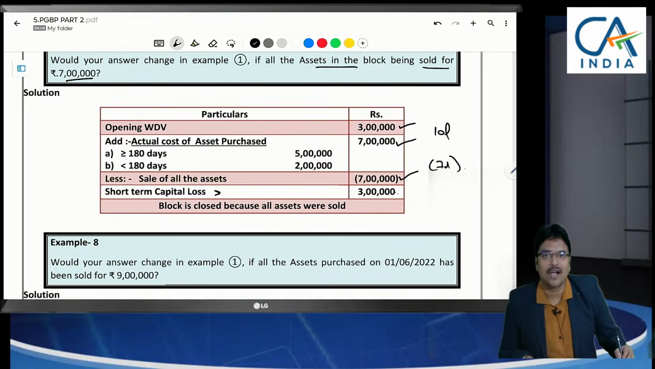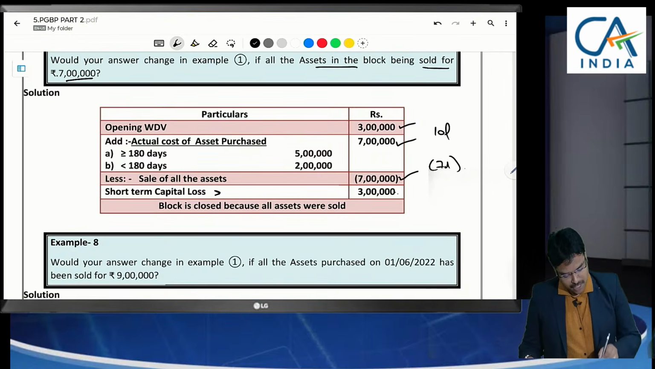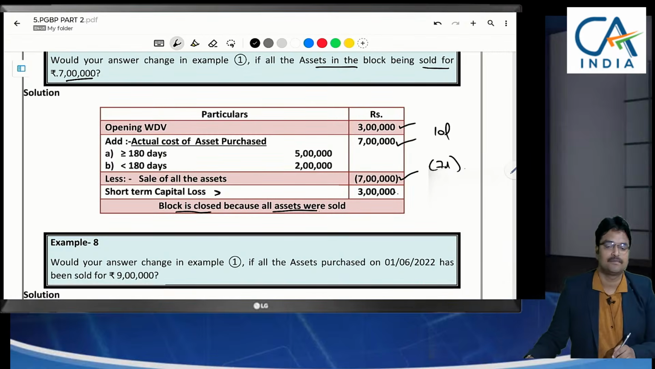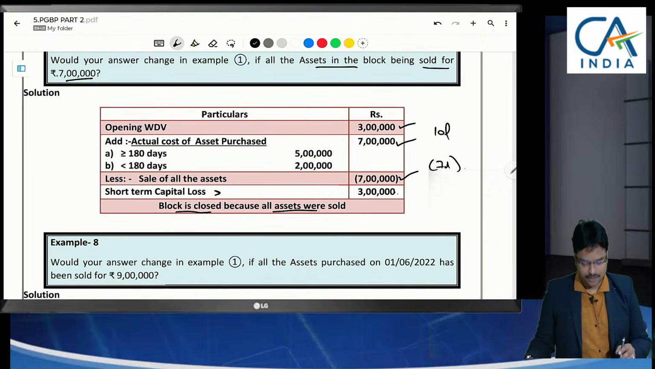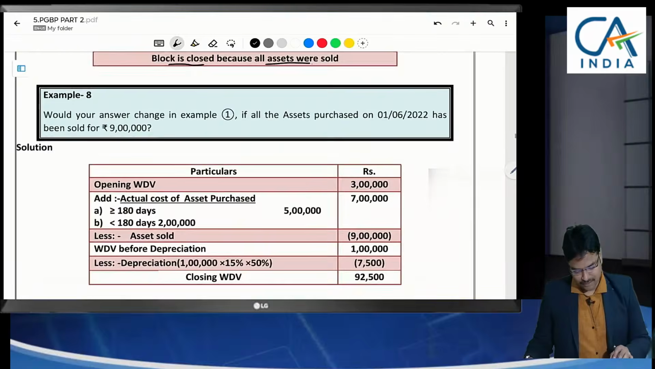Now whether the block continues? No. The block is closed because all the assets were being sold. Since all the assets were being sold, here the block will be treated as closed. Now coming to next one.